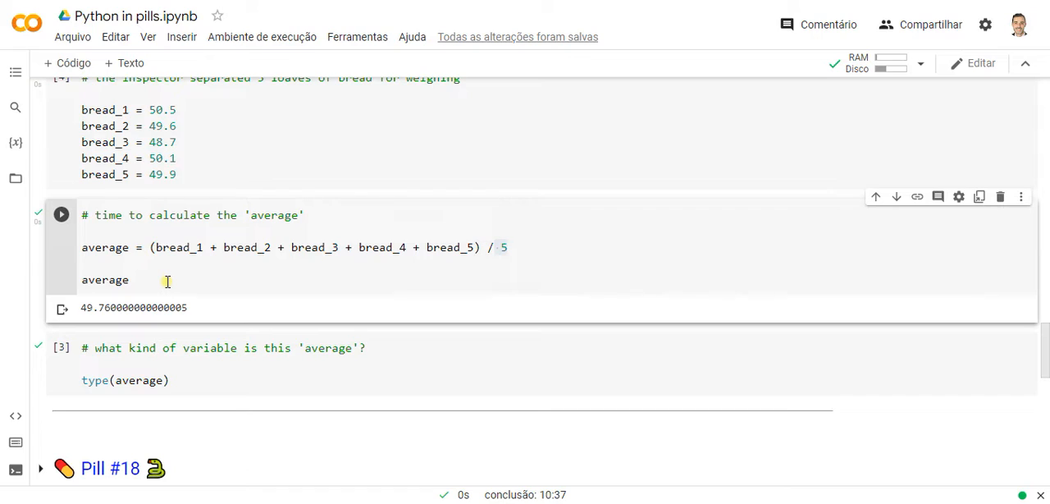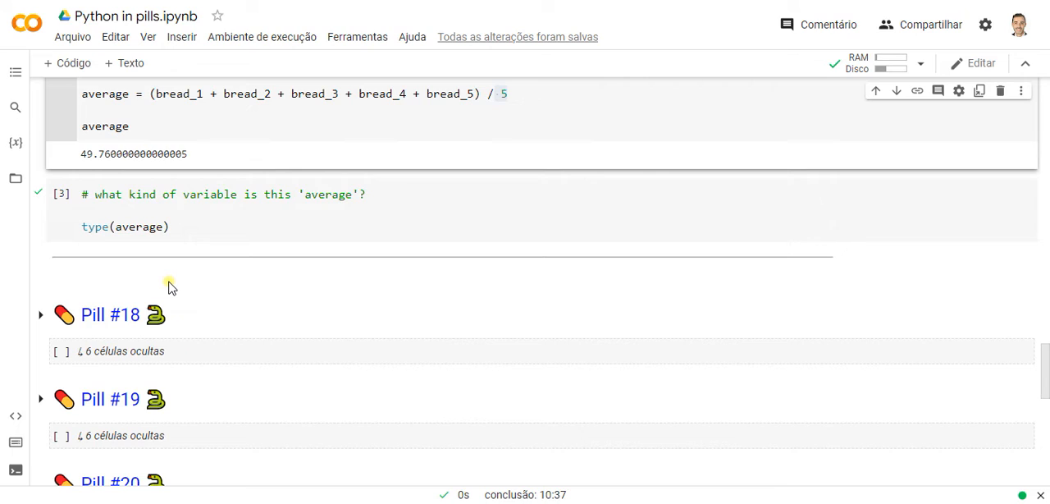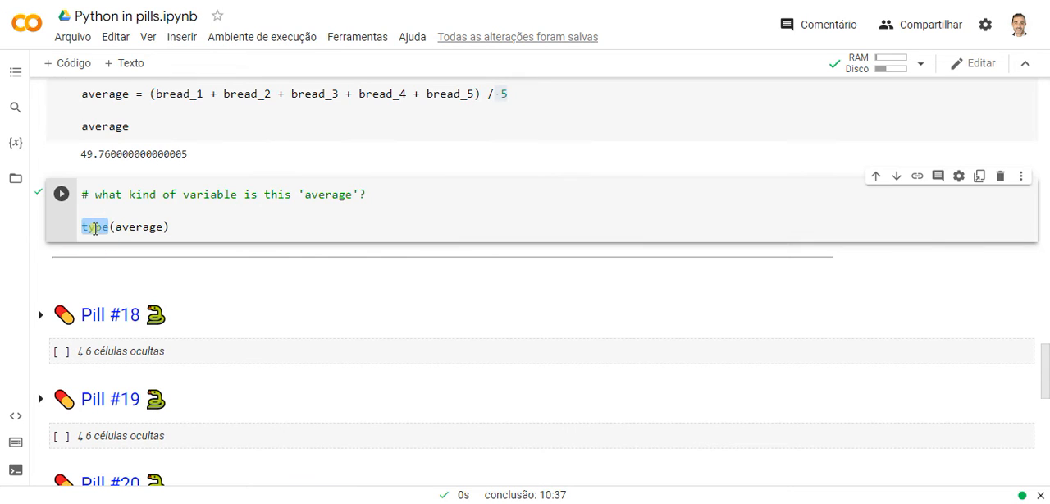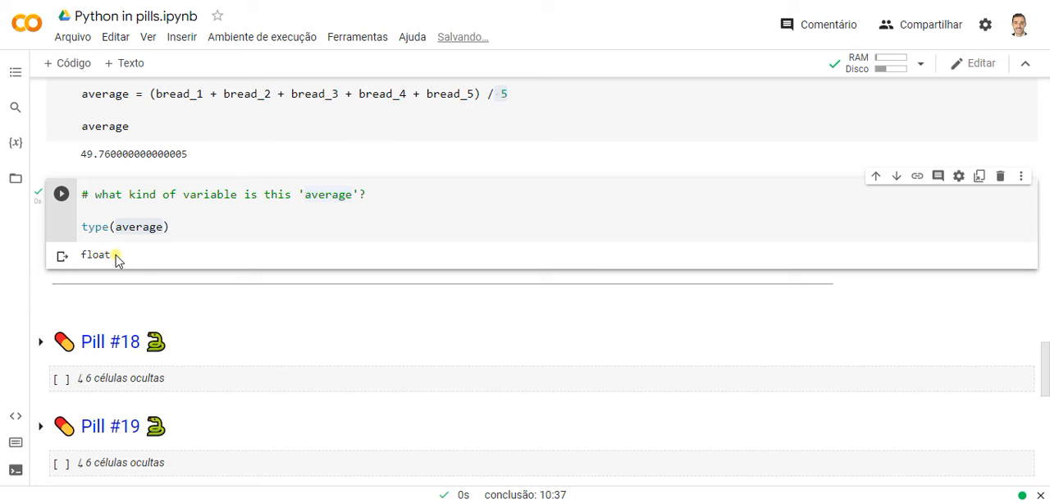I call the variable and I realize that it's less than 50 grams, which will cause even more problems for Mr. Silva. I showed in the previous video the built-in type function, in which I put the variable inside and find out what type it is. Float type, or a number with decimal places.